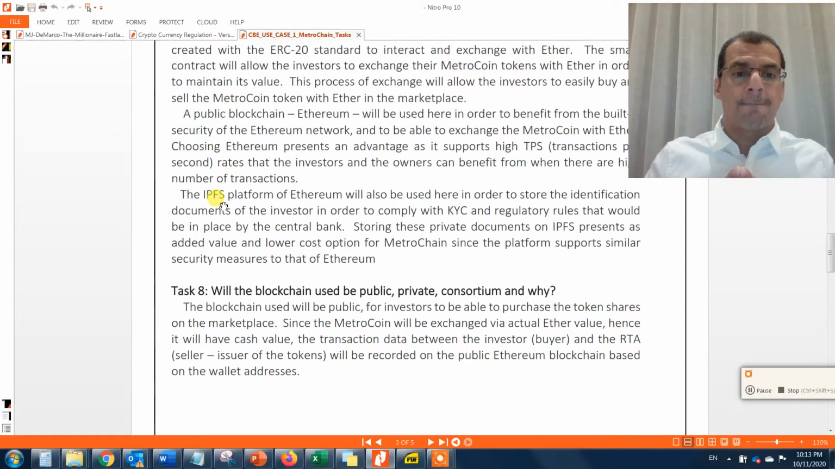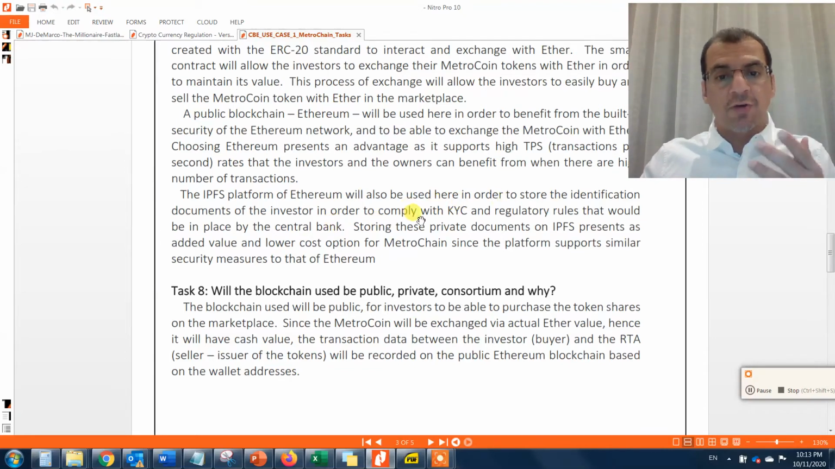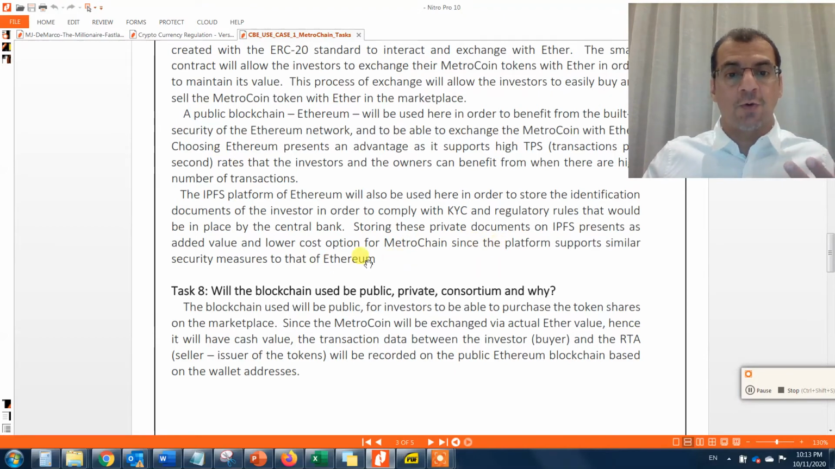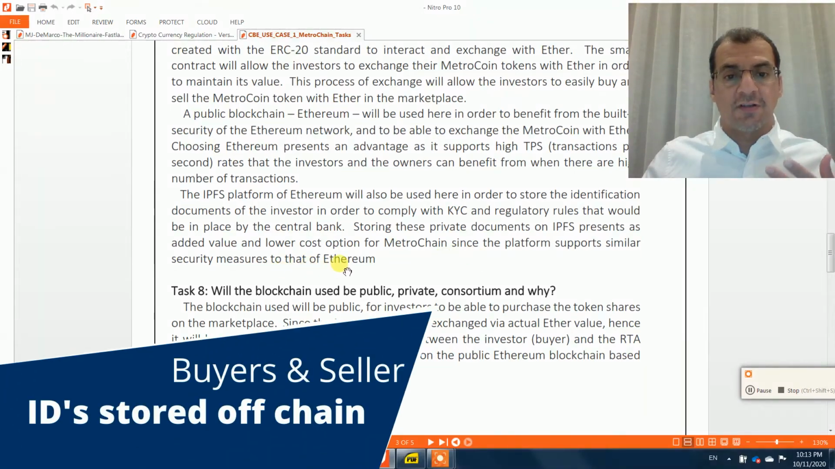So it uses a decentralized fashion, which is similar to the blockchain, but it is different, it is separate from the blockchain network. So the IPFS platform of Ethereum will also be used here in order to store the identification documents of the investor in order to comply with the KYC and regulatory rules that would be in place by the central bank. Storing these private documents on IPFS represents an added value and lower cost option for MetroChain, since the platform supports similar security measures to that of Ethereum.